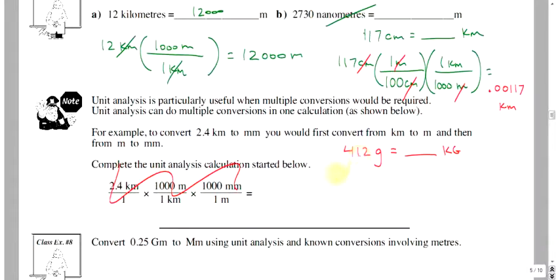Okay, how many grams are in a kilogram? 1,000. That's what kilo means, right? There's 1,000 grams in a kilogram. I can go directly from grams to kilograms. So I go 412 grams. Which one goes on the top? Which one goes on the bottom?